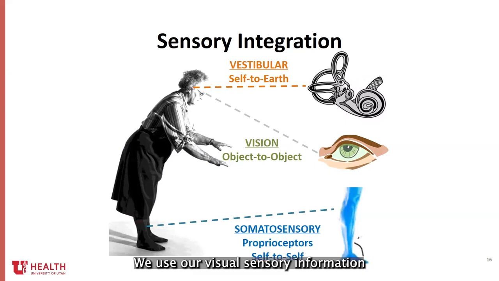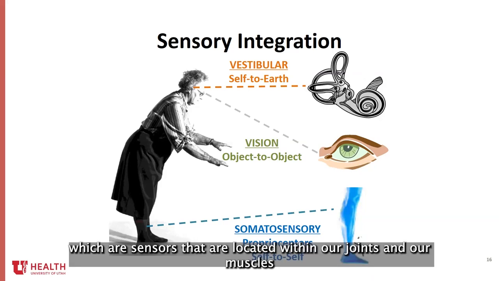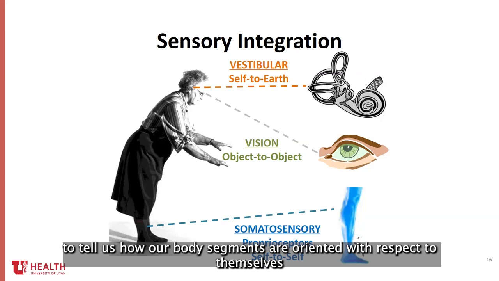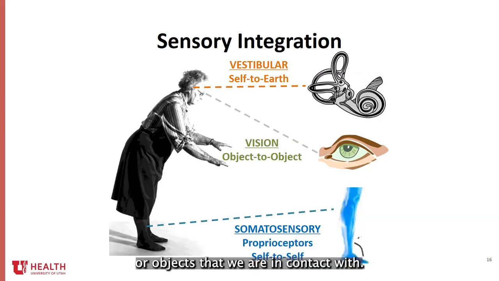We use our visual sensory information to tell us how we are oriented relative to surrounding objects that we might see. And we use our somatosensory system, which are sensors that are located within our joints and our muscles, to tell us how our body segments are oriented with respect to themselves or objects that we are in contact with.